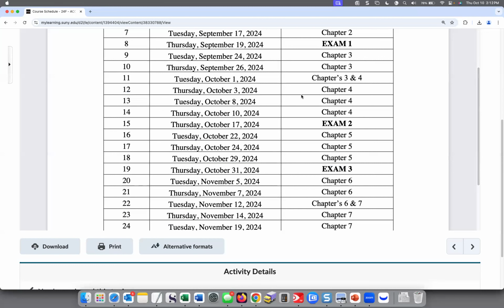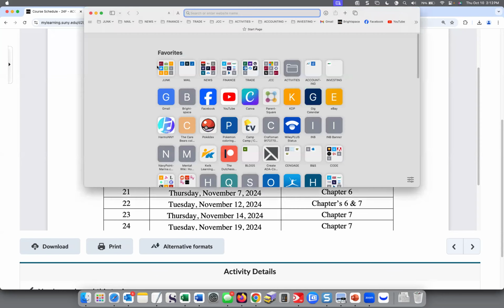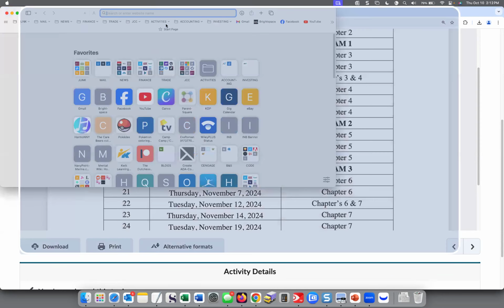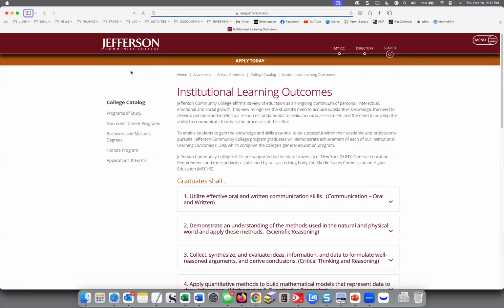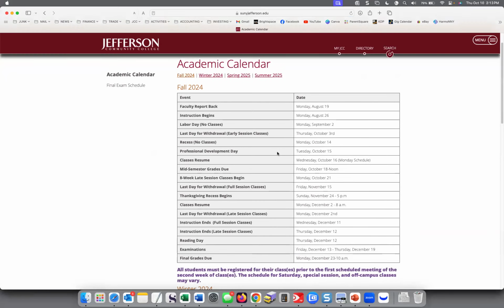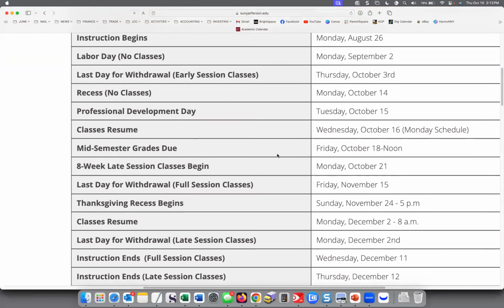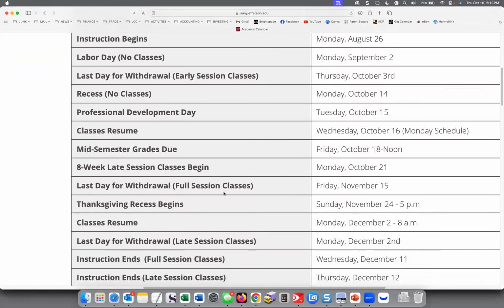Now, midterm grades, I believe, are due on the 16th. I think they're due on the 16th, and I'm going to remind myself of that. I'm going to go ahead and open up the JCC site and go down to the bottom to the academic calendar. And I do believe that midterms are on, let me see. Here we go. I just saw it. Actually, Friday, October 18th.